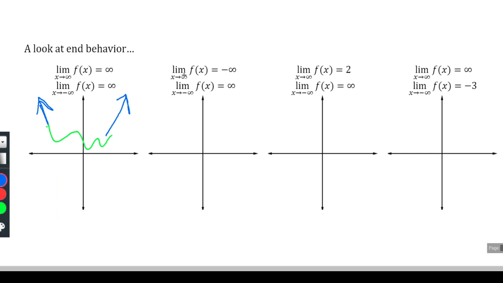So as x approaches infinity, or x gets really big, the function approaches negative infinity. So we have a downwards arrow. And as x gets really small, the function gets really big. So as we said before, it can literally be whatever you want in between.